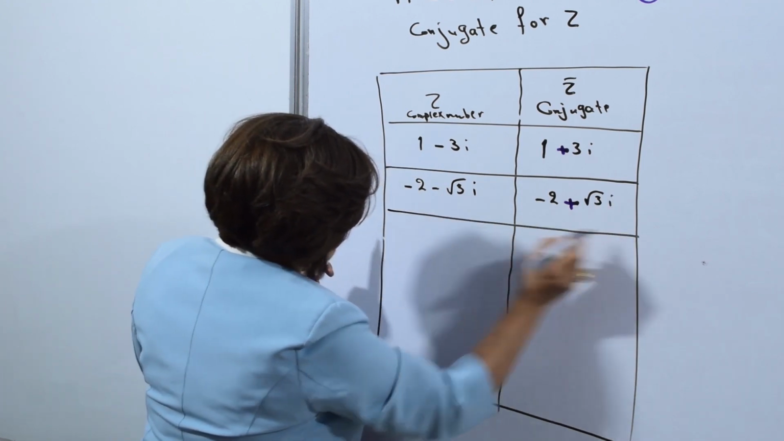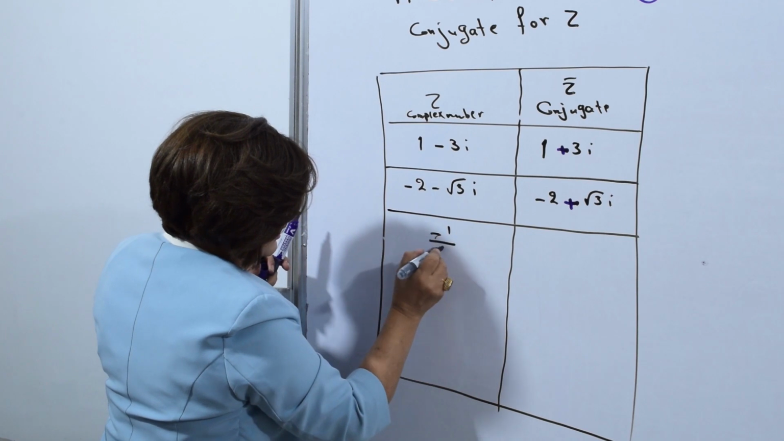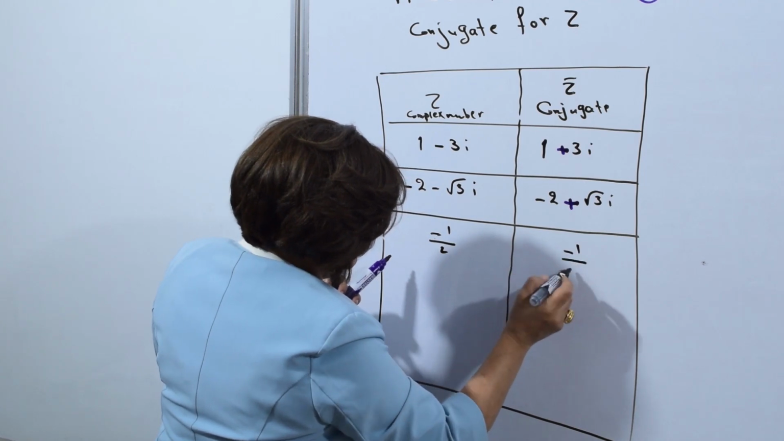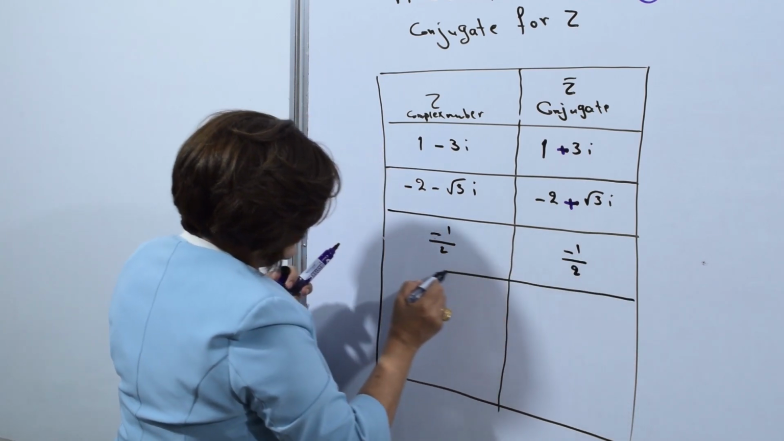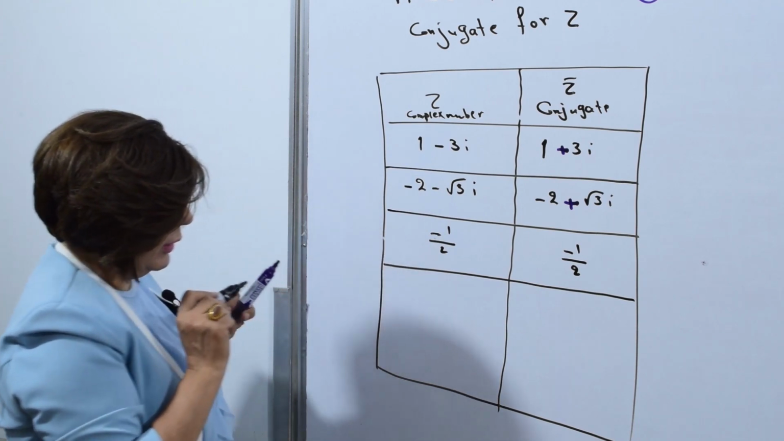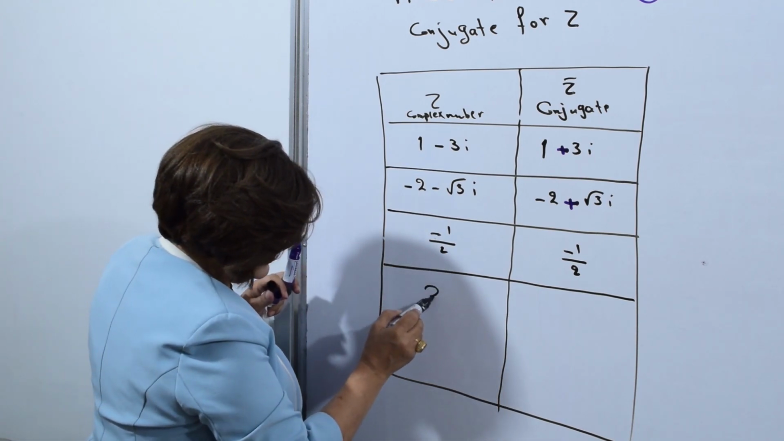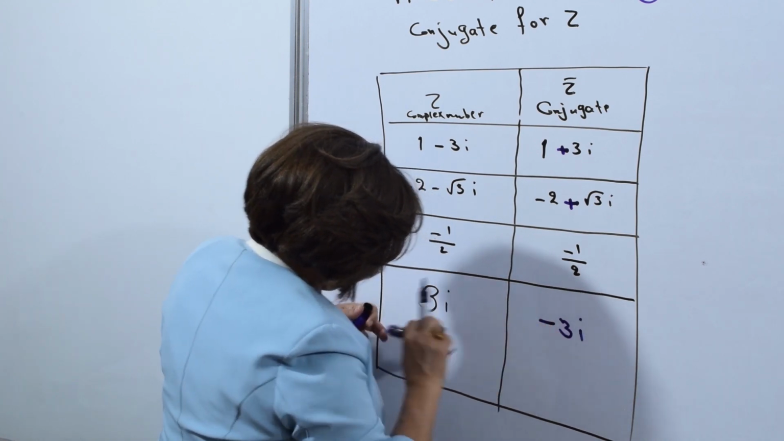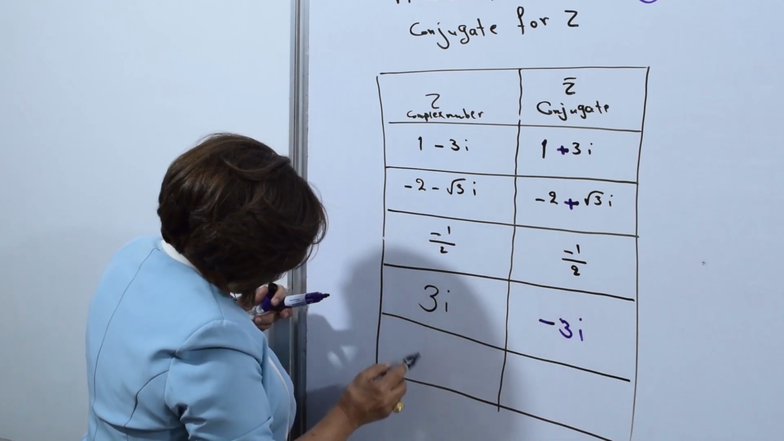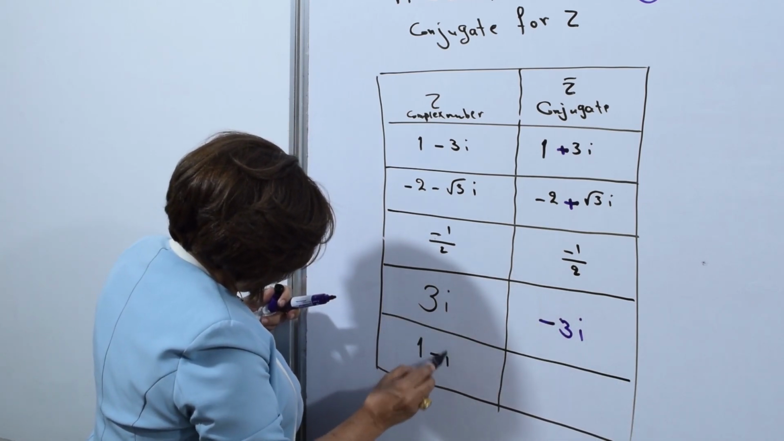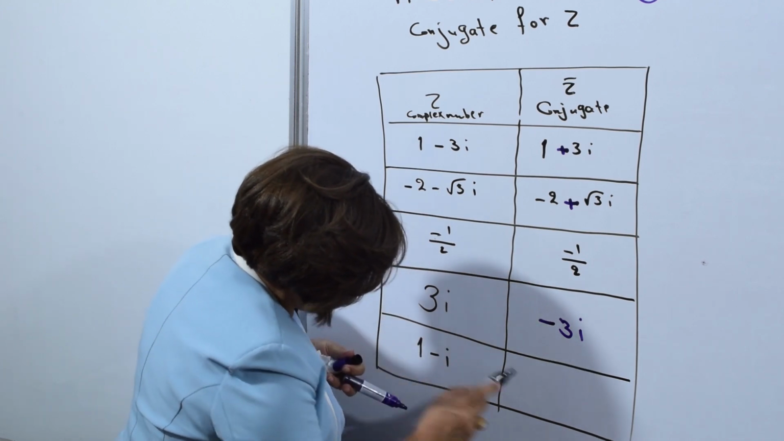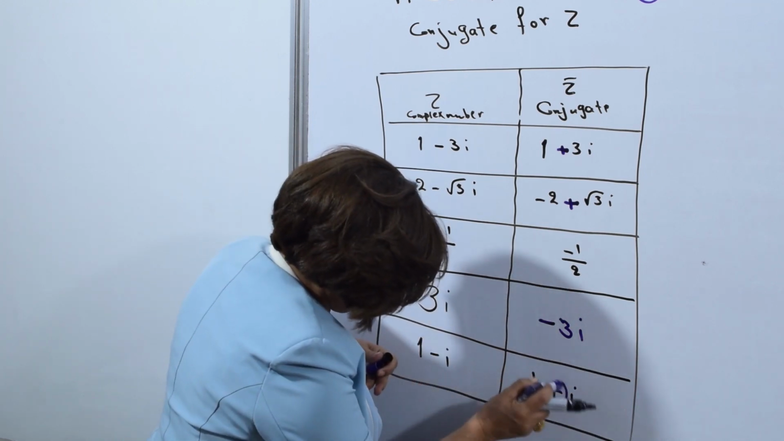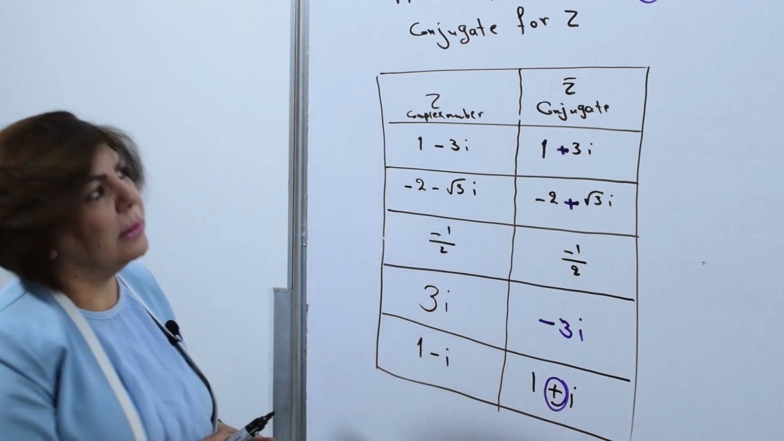If I say half, negative half، سالب نصف، in front you write the same number, because this number is without imaginary part. If I say 3i, you write negative 3i. If I say 1 minus i, in front of him you write 1 plus i. Change the sign between imaginary and real parts.